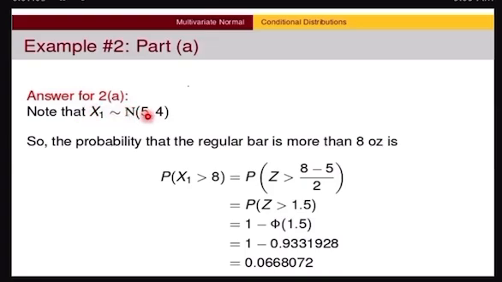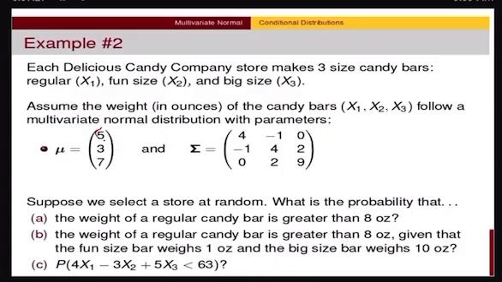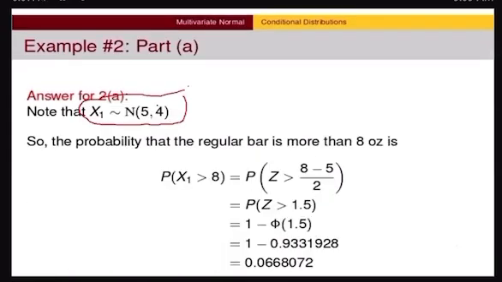So X1 follows, because I'm only focusing on regular candy, so it's X1. So it's more or less working with univariate. Since I've identified from the data given that this is the mean and this is the variance for that particular variable, I told you that in the variance-covariance matrix the diagonal entries are the variances. So I just bring that out to be this one.